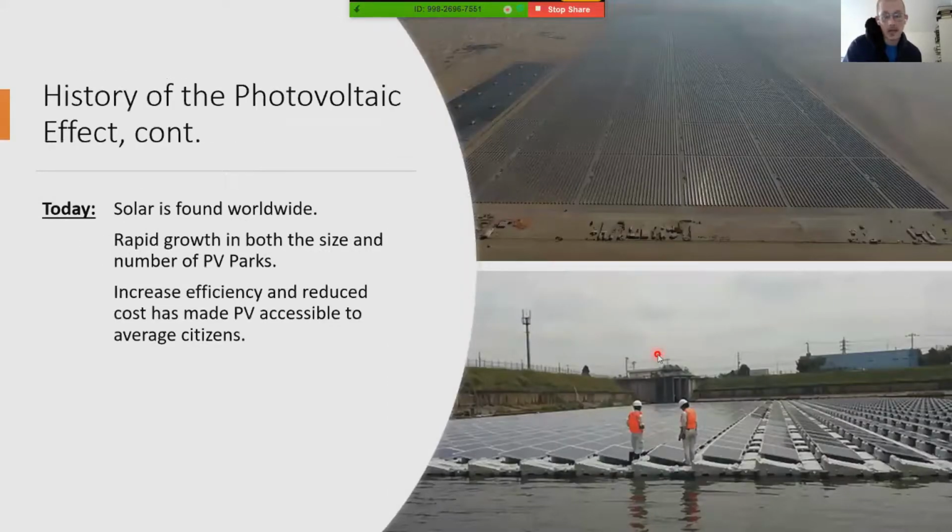And today, solar is found all over the globe. It's the fastest growing form of renewable energy.